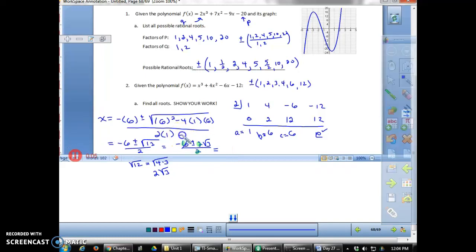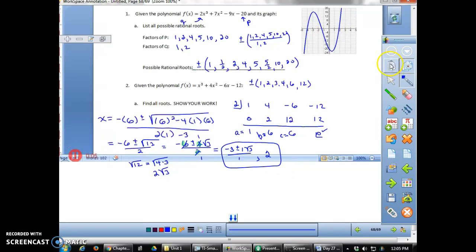-6 divided by 2 is -3. This gives me 1, and this gives me 1. So I end up with -3 plus and minus 1 square roots of 3 all over 1. And of course, I don't really need this one right here or this one right here. Okay? And then I'm supposed to list all the roots. Those are 2 irrational roots that I saw in my graph. And then, of course, I had the root of 2, which was a real rational. So there's the answer to 2.